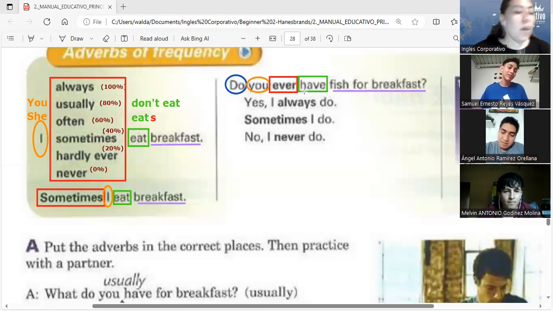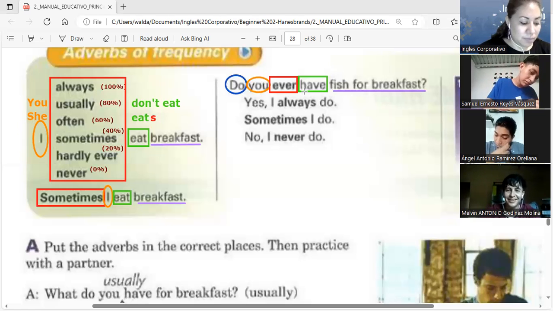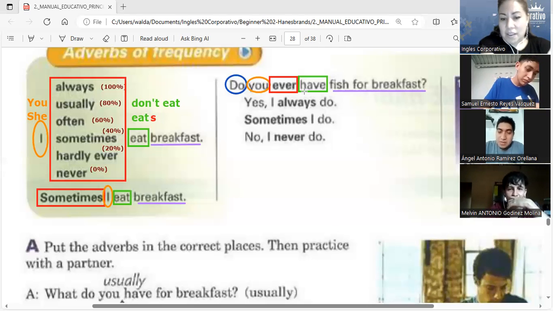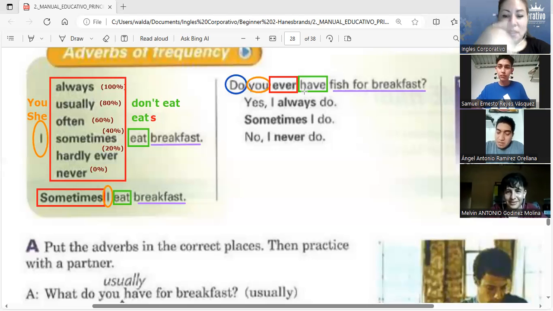Okay. Welcome, Melvin. Welcome, Melvin, to our class. How are you? Melvin, are you there? No, no le escuchamos, Melvin. No sé qué pasa, pero no le escuchan. Oh, okay. Tengo activado el micrófono. No, that's fine. Now we can hear you. Okay, good. Welcome.